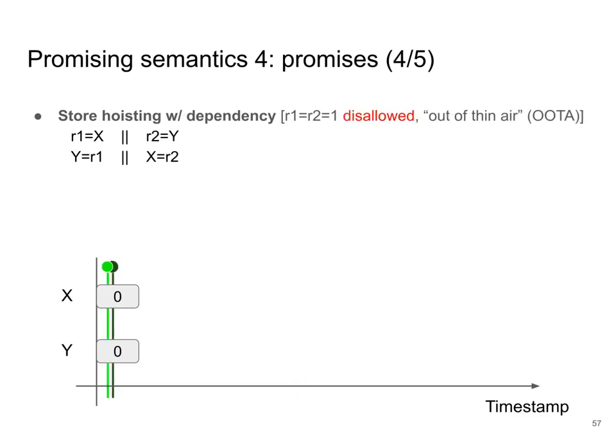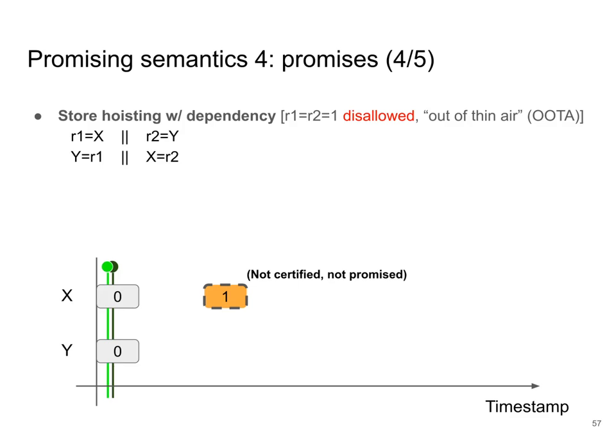And this is the second example where the store hoisting should not happen because of the out-of-thin-air behavior. x is copied to y in the left thread, and y is copied to x in the second thread. So the value 1 should not pop up out of thin air for both r1 and r2. How to do this? Suppose that we want to promise the same value in the second thread, x equals 1. But in this case, it is not certified.